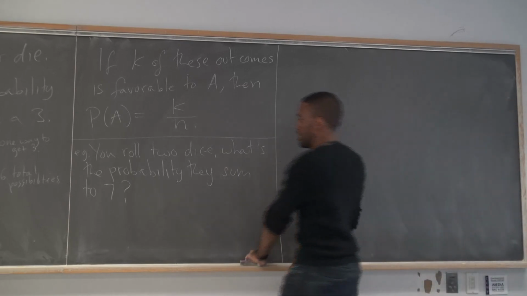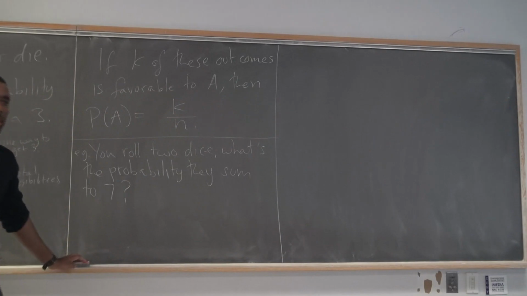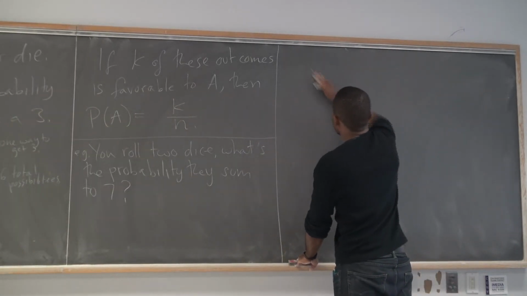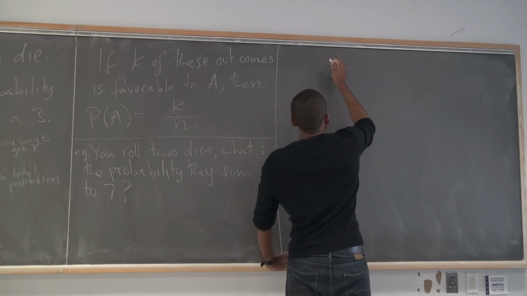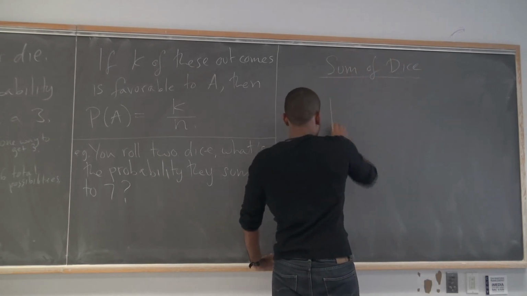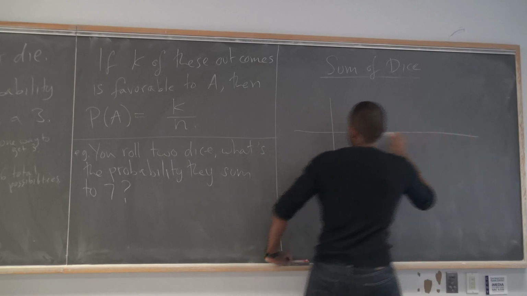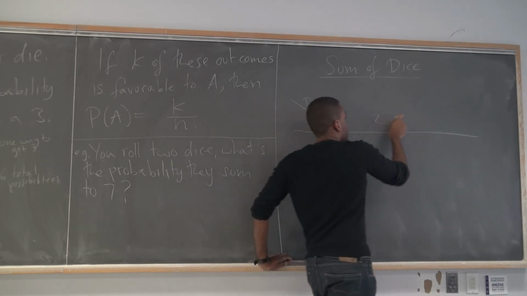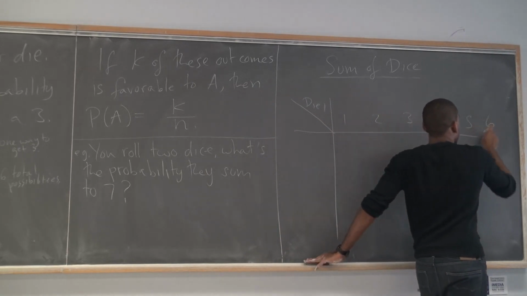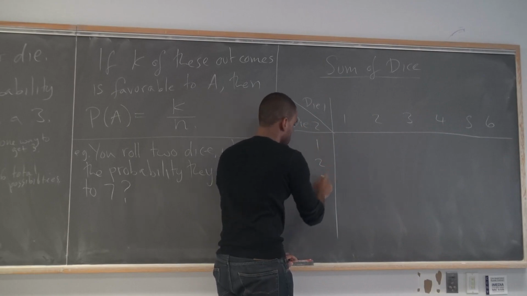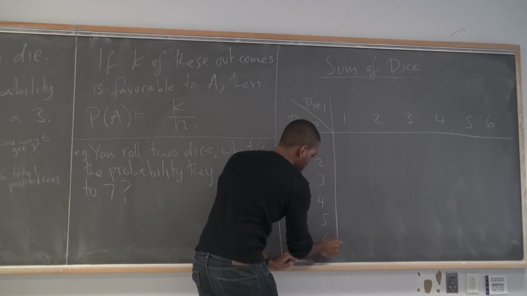So there's a systematic way to do this. One of the nicer ways to think about this is to just do a table. Let's look at the sum of the dice in a table. Here are the possibilities for die 1. I can get a 1, a 2, a 3, a 4, a 5, or a 6. And for die 2, I can get a 1, a 2, a 3, 4, 5, or a 6.